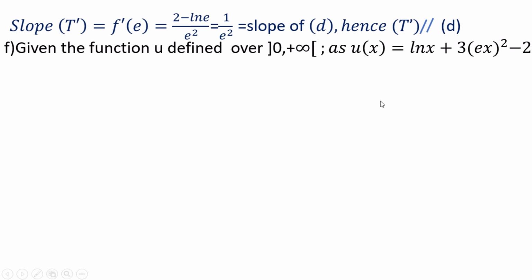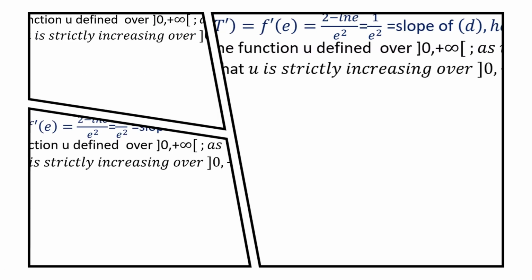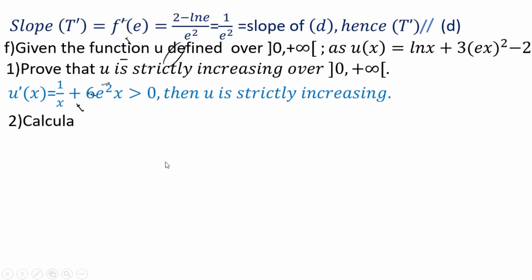So here we have a function u defined over 0 plus infinity, u of x equals ln x plus 3e square x square minus 2. Prove that u is strictly increasing over 0 plus infinity. We have to calculate its derivative. Its derivative, u prime of x equals 1 over x plus 6e square x, because the derivative of x squared is 2x times 3e squared, which is positive. 1 over x is positive, 6e square x is positive. Then the function is strictly increasing.